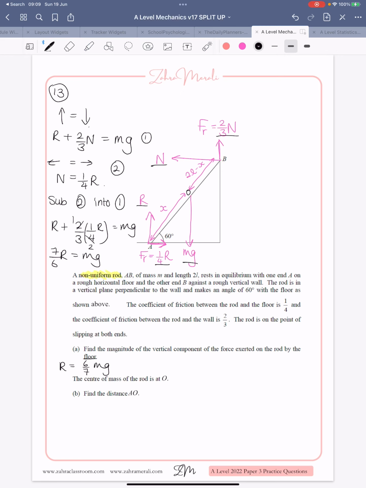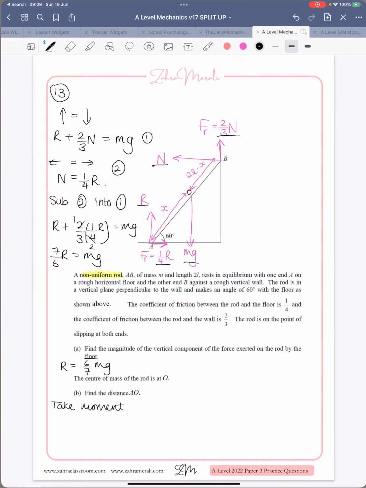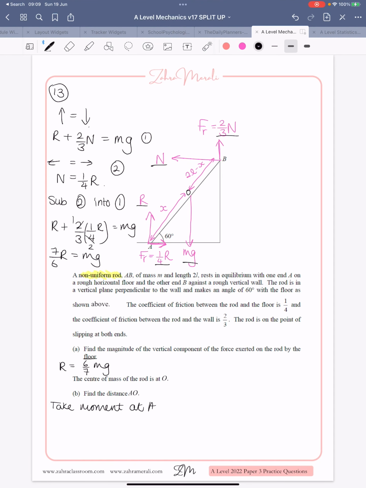So the next bit is simply to take moments at A. Now, remember, a moment is force times the perpendicular distance. So that's what a moment equals. Right, so we're going to start at A. These forces disappear. We don't care about these. We're going to go up, and the first force we come across is mg.